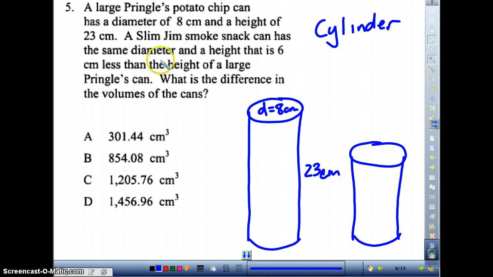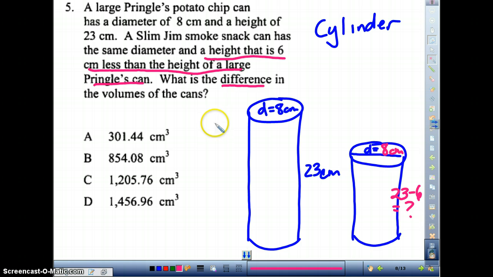The Slim Jim can has the same diameter. So right here, the diameter equals what? Yep, that's 8 centimeters. But it says its height is 6 centimeters less than the height of the large Pringles can. So this height right here is 23 subtract 6, which equals what? And then they want to know what's the difference in the volumes of the two cans.